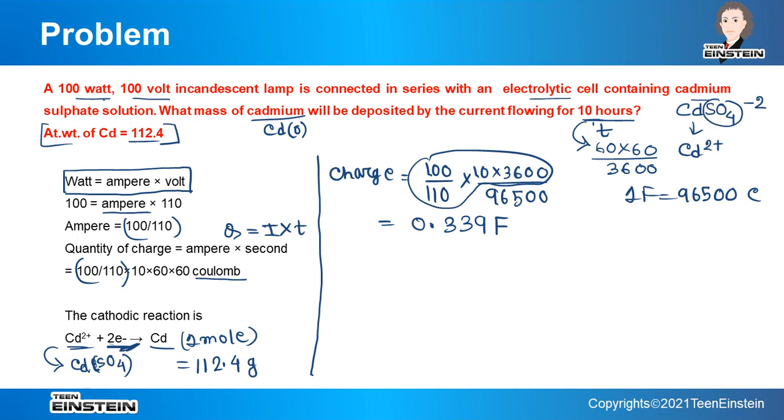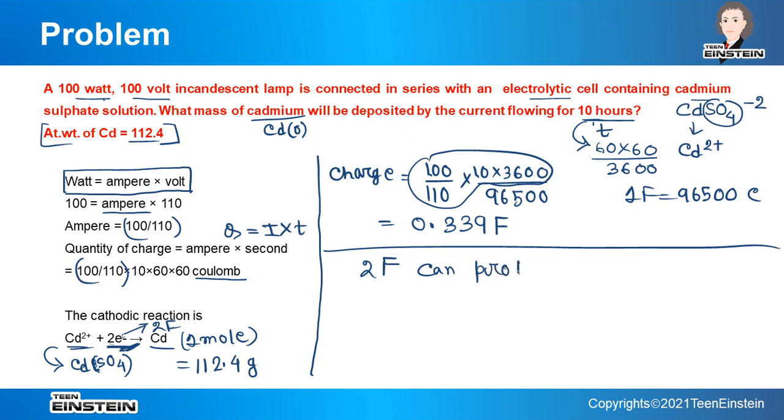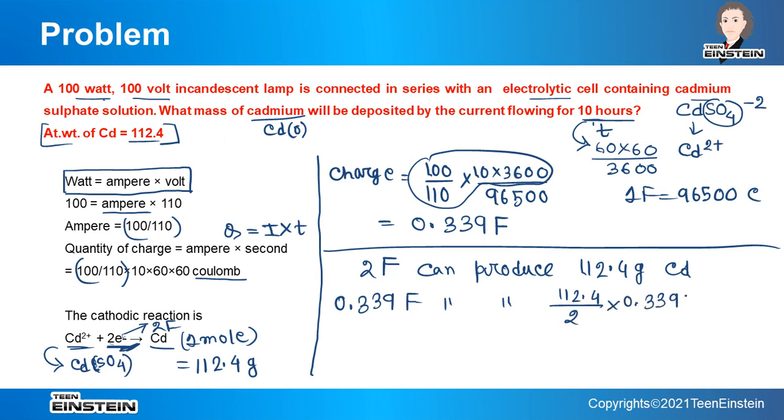Okay. Now 2 Faraday can produce 112.4 gram Cd. 0.339 Faraday can produce 112.4 divided by 2 multiplied by 0.339. So this amount of Cd will be produced, and this value is 19.04 gram. The question asks what mass of cadmium will be deposited, that is metallic cadmium in zero oxidation state. So the answer is 19.04 gram cadmium can be produced.